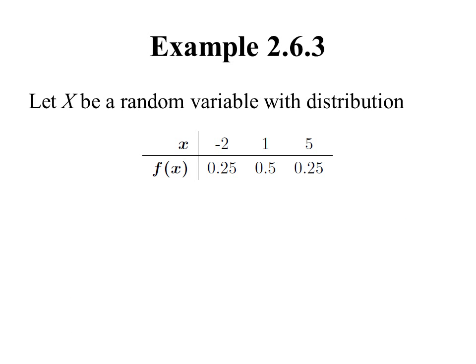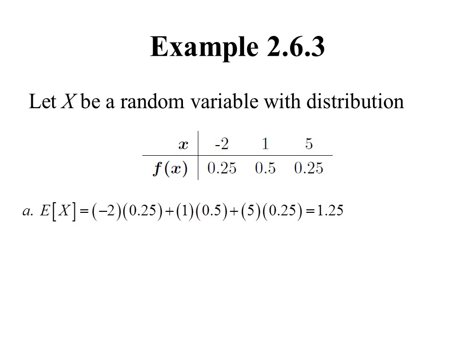These properties make it very easy to calculate expected values of a function. So let's go back to this random variable that we just saw in the previous example. And first of all, let's calculate the expected value of this random variable. So take each value of x times its probability, add them up, we get 1.25.